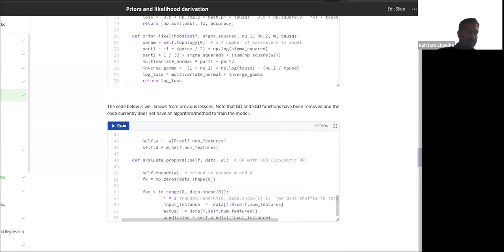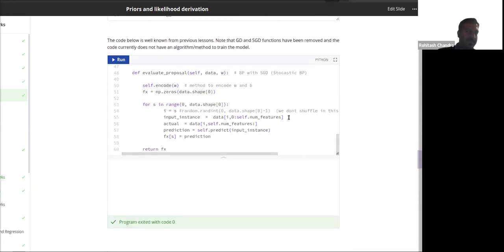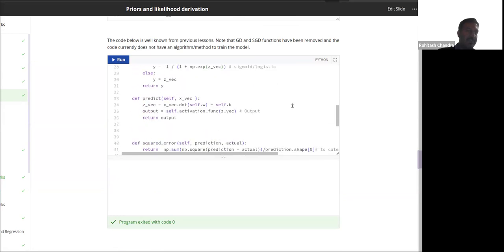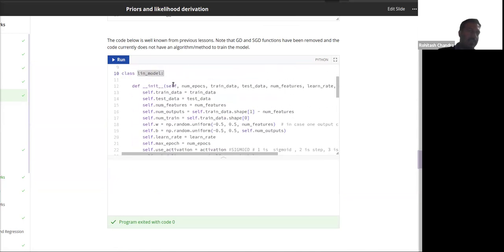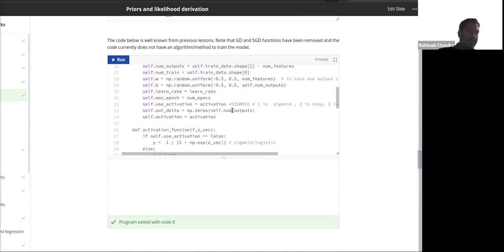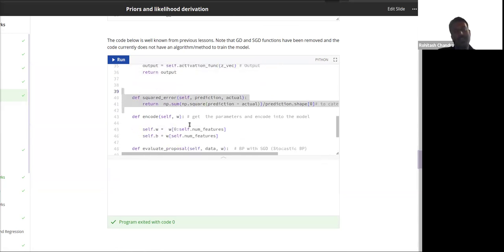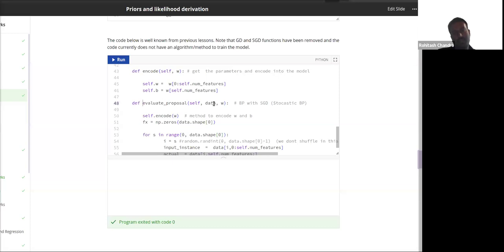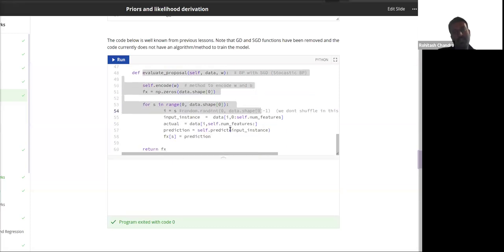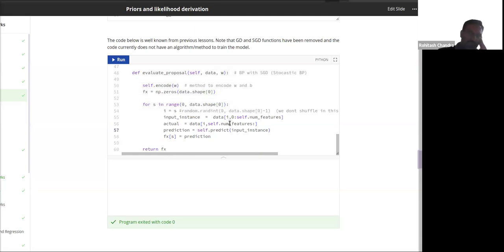So how do we implement something like this? We have a run function, and a linear model class, which has its own activation function, its predict function, and its squared error function. It has its encode and evaluate proposal functions. The evaluate proposal function takes the data and the set of weights and biases proposed, and encodes them into the linear model.